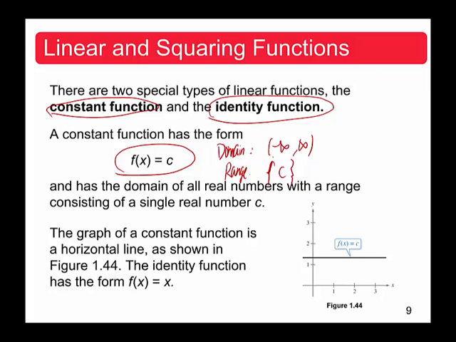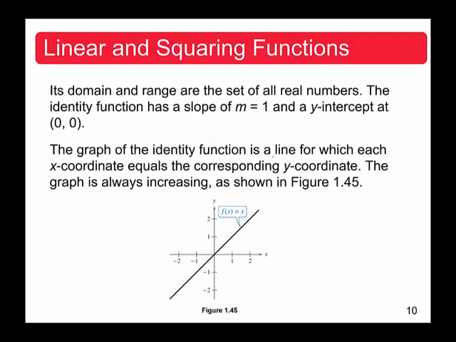And now let's take a look at the identity function. f of x equal to x. It typically looks like this. It goes through the origin and has a slope of 1. So the domain and range are real numbers, negative infinity to infinity. It has both x and y-intercept at 0, 0, and the graph is increasing because the slope is greater than 0.